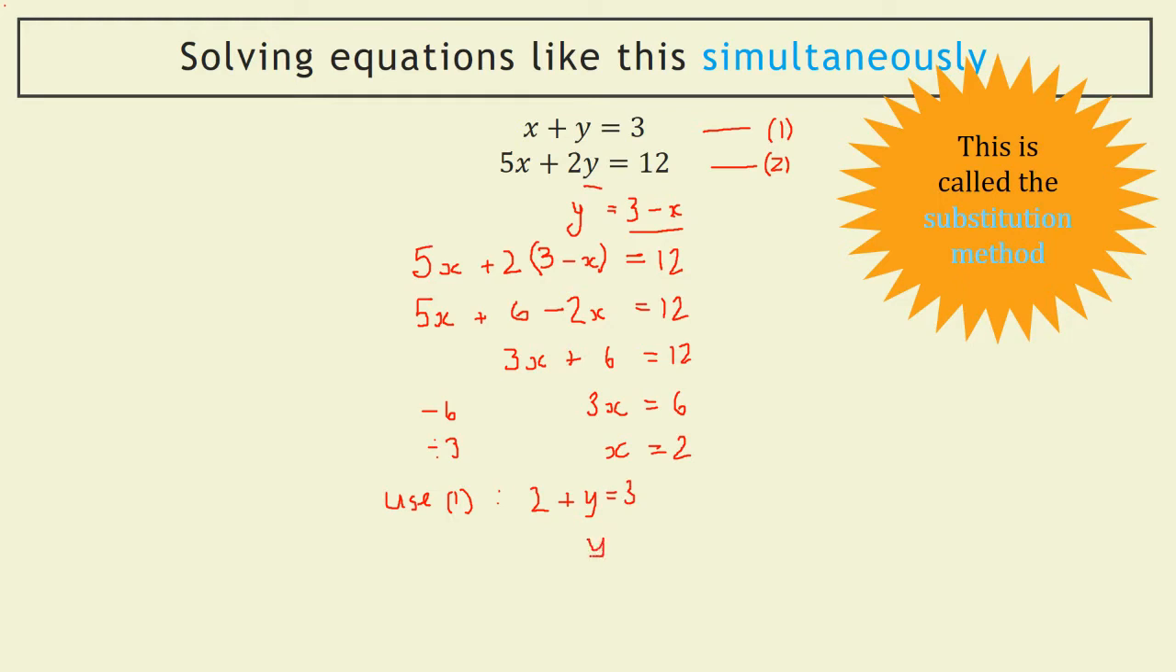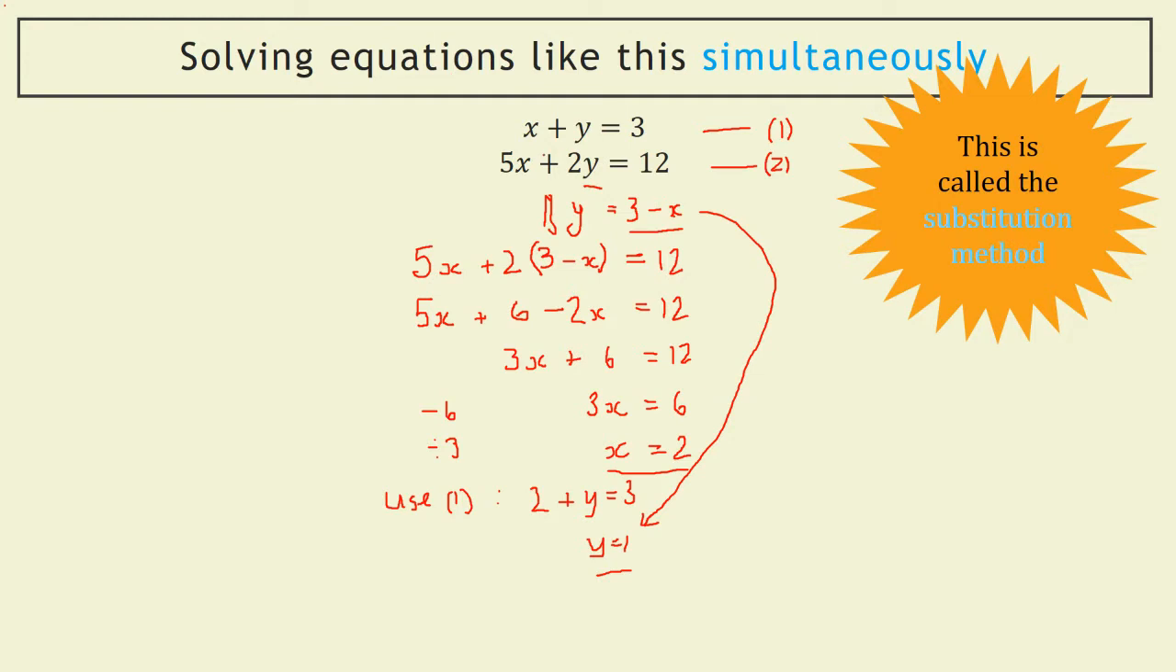Y is 1. There's my answer. X has to be 2, y has to be 1. Okay? Now, we could have used this, by the way. If I bring this down here, the 3 minus x, I could just do 3 minus x there, couldn't I? Because it tells me y is 3 take away x. 3 take away 2, it's 1. I'd got my expression up here to say what y was, so I could just use that.